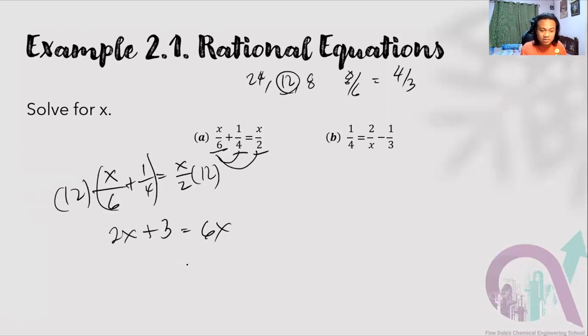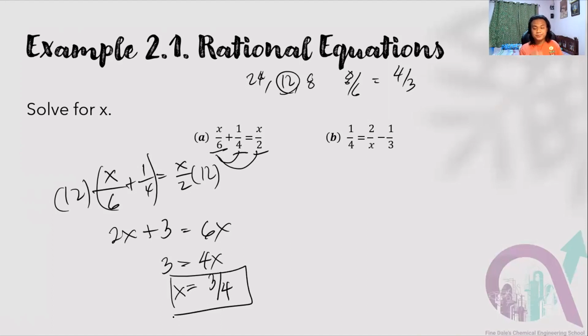Combine like terms, you have 4x. And then 3. When you find the x, you have 3/4. You just divide both sides by 4 to get the x. Okay, so let's move on to letter B.